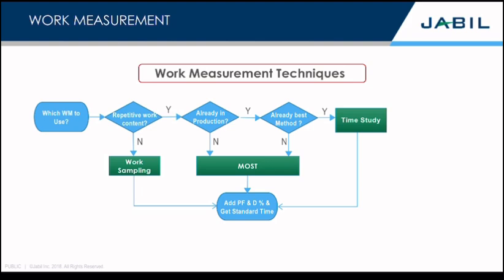If the product is not in production yet, or when the best method is not defined yet, we can apply MOST. If the product is in production and the process follows the best method, we can apply time study. Each work measurement technique has its own advantages and disadvantages. At Jabil, some typical areas where MOST can be applied are quoting, high volume assembly, continuous improvement.